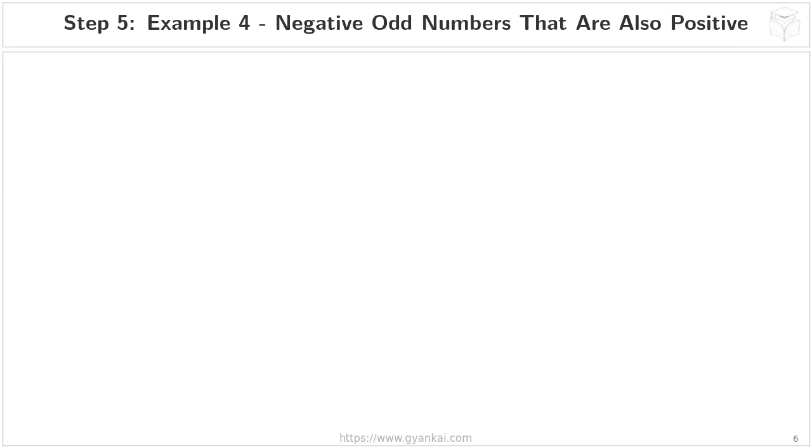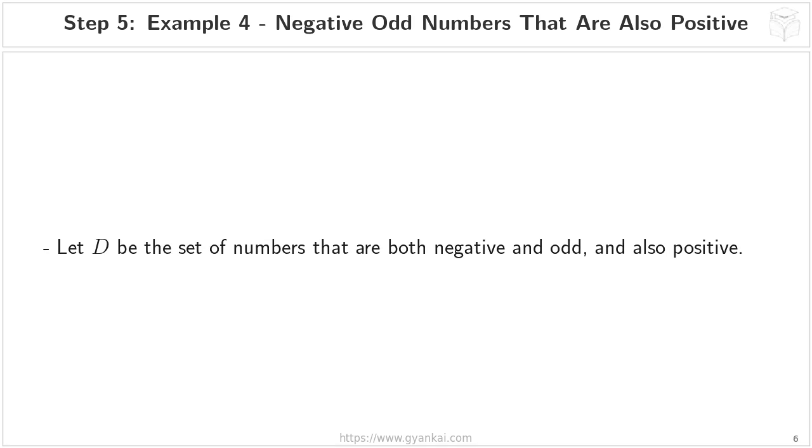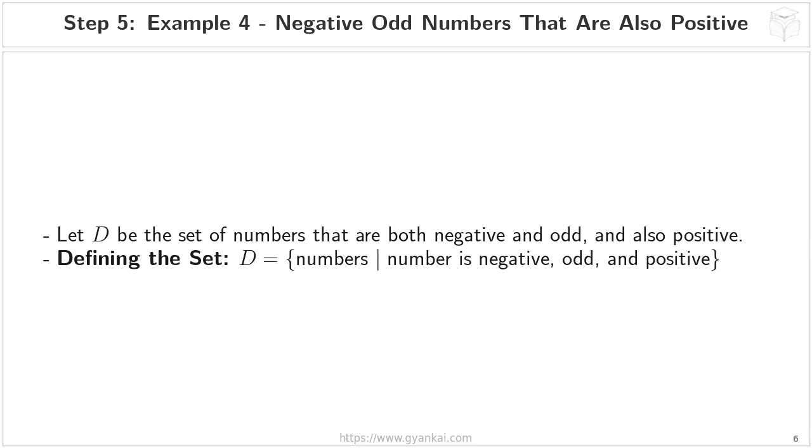Step 5. Example 4: negative odd numbers that are also positive. Let's move on to our fourth example, and this one really highlights how carefully we need to think about the conditions defining a set. We're going to define a set called D. We're saying that D is the set of all numbers that are both negative and odd and also positive.